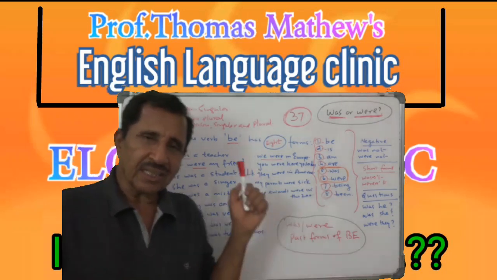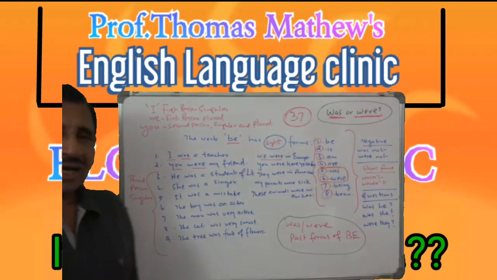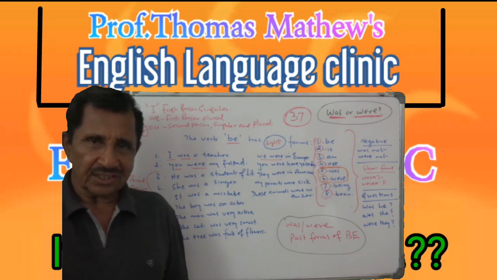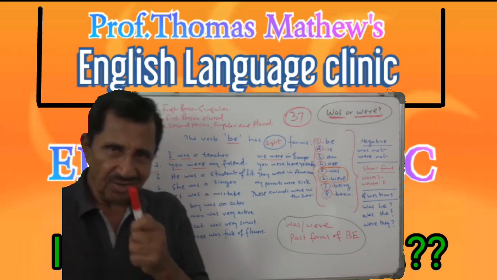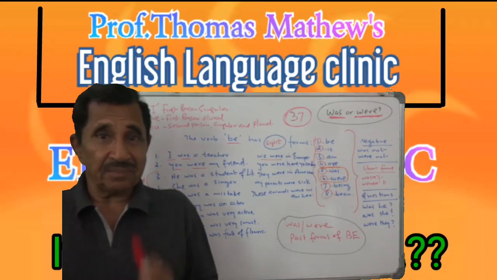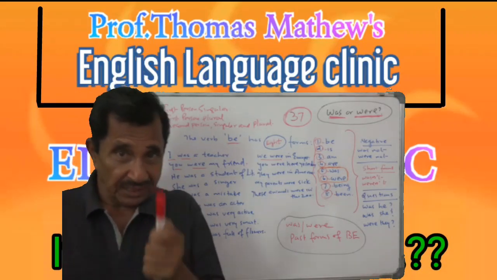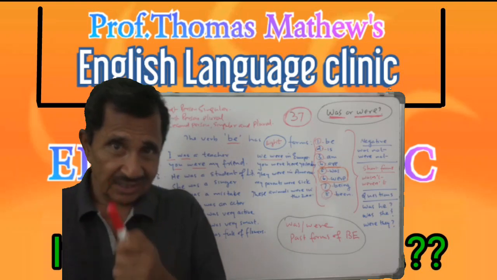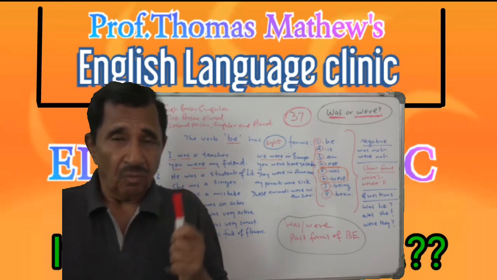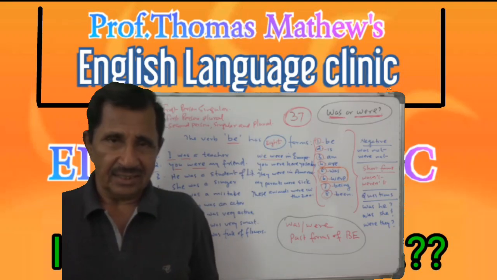Now look at the sentences here. You will find, I was a teacher. I was a teacher. What is I? Now you know. First person singular. So if the subject is first person singular, in the past, you have to use was after I.